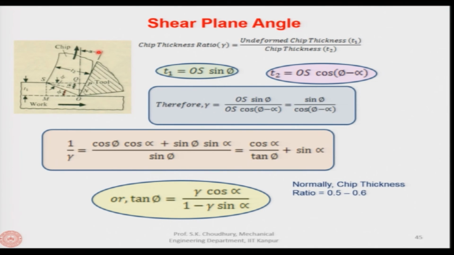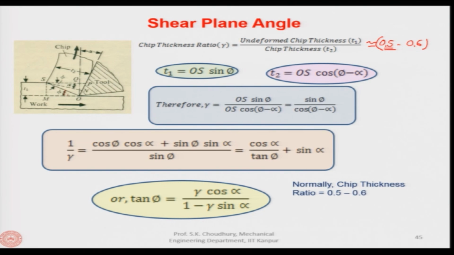Now, if we have this diagram with T2 as the chip thickness and T1 as the uncut thickness, then the chip thickness ratio concept is there, which is the ratio of the undeformed chip thickness by the chip thickness. Normally in practice it has been seen that this is roughly between 0.5 and 0.6. That means after deformation the chip becomes thicker, almost 2 times. Now, chip thickness ratio is the ratio of T1 by T2.